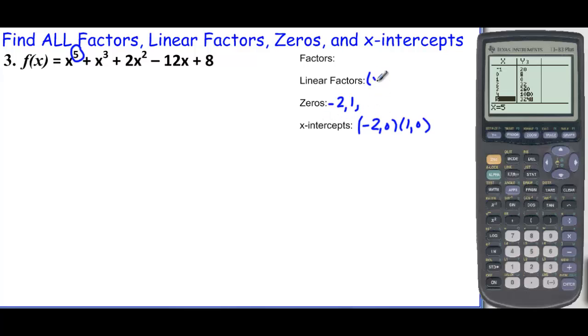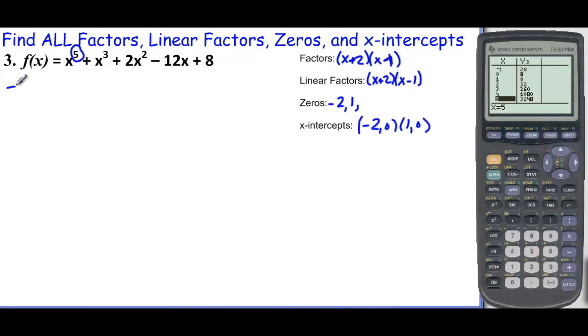I know that I get a linear factor at x plus 2 and at x minus 1. Okay, and those are also factors. The only time there's a distinction between these is if you have an x with an exponent other than a positive 1. So now I still need to find my other 3 missing terms.